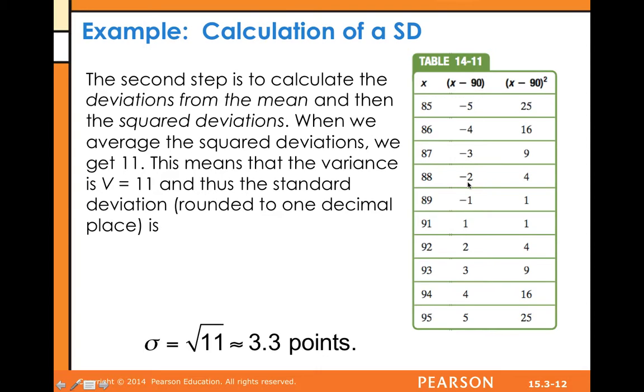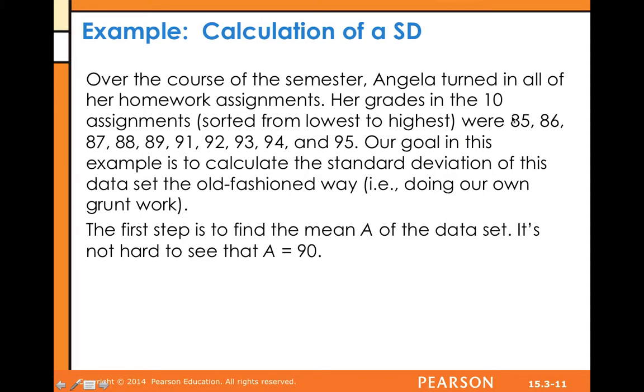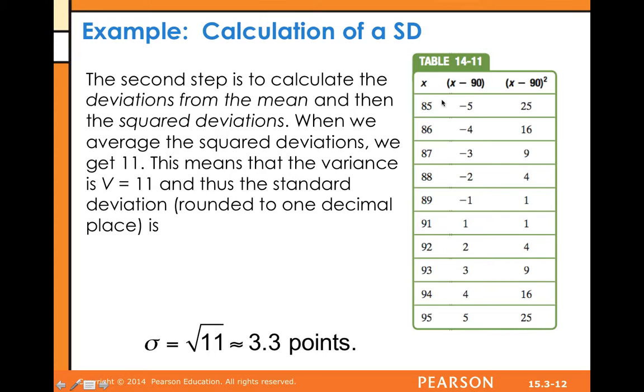Okay, so again, what's happening here is the data set consists of 10 numbers. Once you have the average, you subtract the average from all of those 10 numbers. So 85 minus 90, 86 minus 90, 87 minus 90, etc., all the way up to 95 minus 90. And you get a list of distances from the mean. But again, we don't want positives and negatives canceling out here. So we don't want this -5 canceling with this +5.